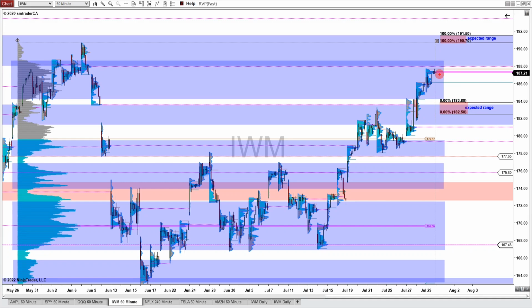The other scenario is for the price to move down to this lower range zone and dip below the support zone and fill this gap and dip below this value area high, this composite value area high near the 179 level. Again, on the IWM, my expectation is for the week to end down.